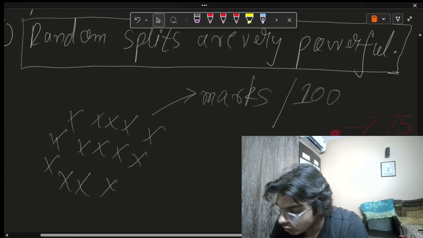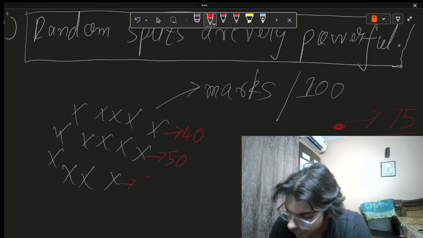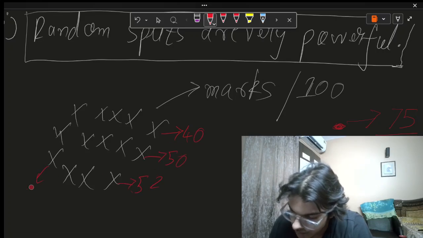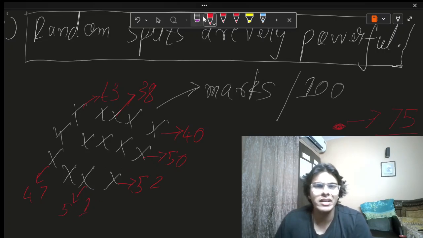Whereas most of the students are concentrated around 40, 50, 52, 47, 43, 38, 51, and so on. So do you see the basic intuition here?